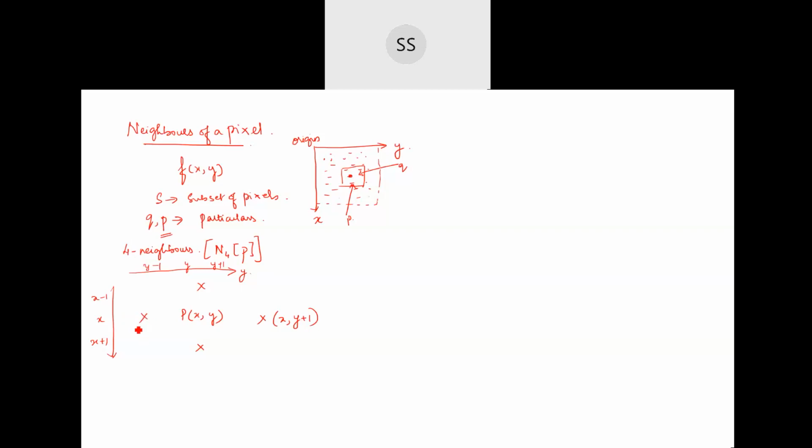What about this particular point? This point also has the same x value, but y is just to the left of it, so that is y minus 1. What about the value on top? For the value on top, x is x minus 1 and y is going to be constant. What about the value at the bottom according to this diagram? Here we'll have x plus 1, because you're increasing the value of x downwards, and y is going to be the same.